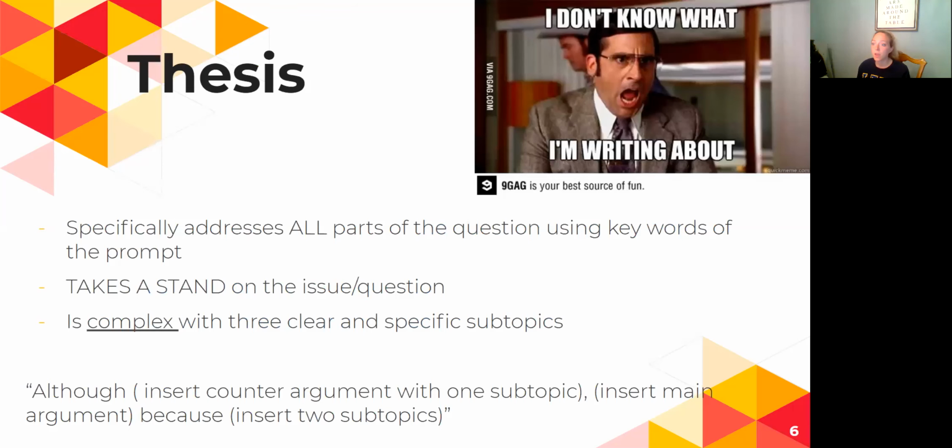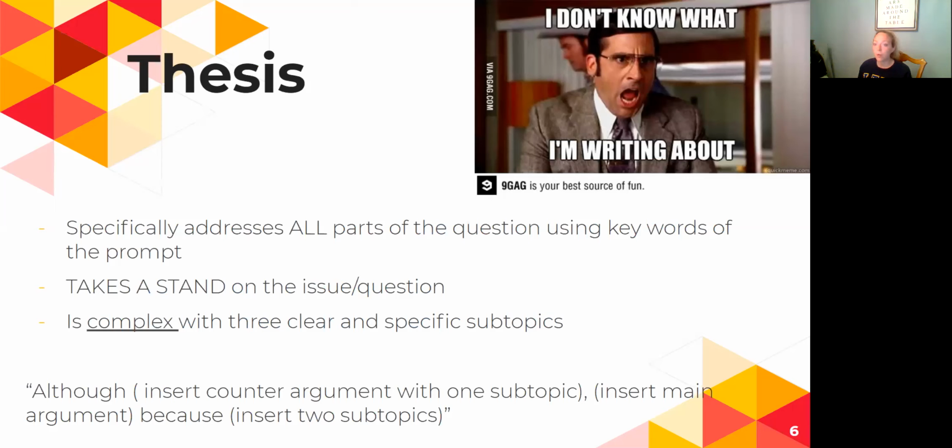Then your thesis. How you get the point for the thesis is it needs to address all parts of the question. Don't just copy and paste all the phrases in the prompt, but use keywords. If it says, you know, robber barons are captains of industry, I would just parrot those words. It needs to take a stand. It can't be wishy-washy. We'll look at some examples in a second. And it has to have that complexity.